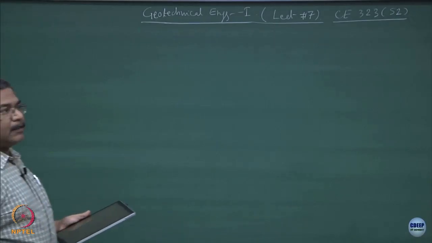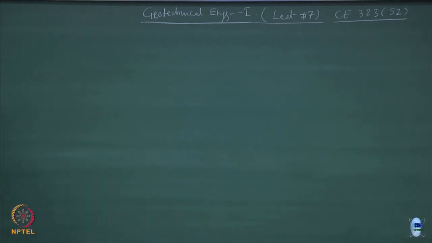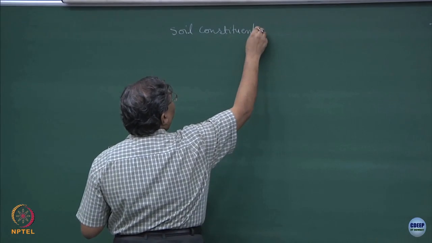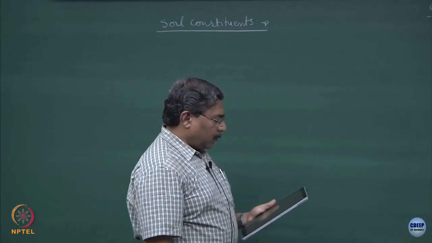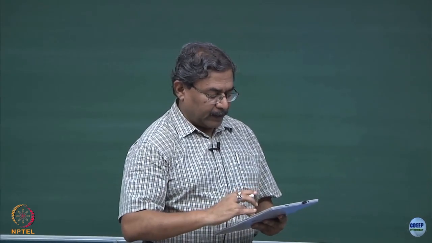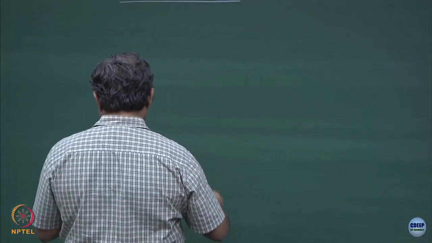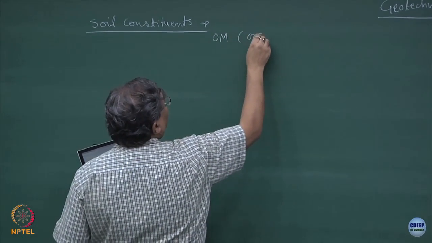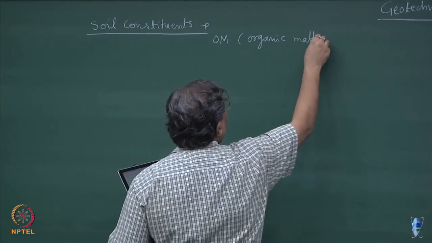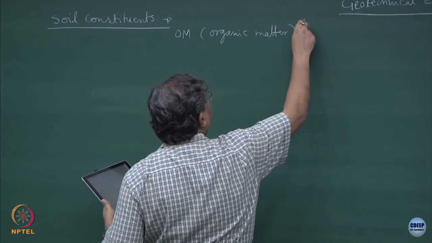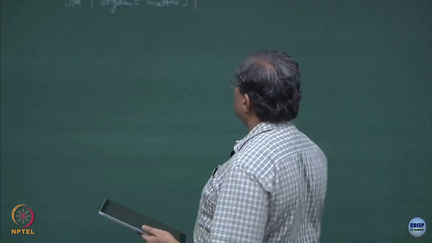So, we have been discussing the soil constituents. And I had talked about the solid phase, liquid phase and gaseous phase. And we were discussing the organic matter in soil. So, one of the biggest issues with organic matter is that if it is present in substantial amounts, as the OM increases, I normally use this sign, all right. As this content increases, this becomes more and more problematic for geotechnical engineers.